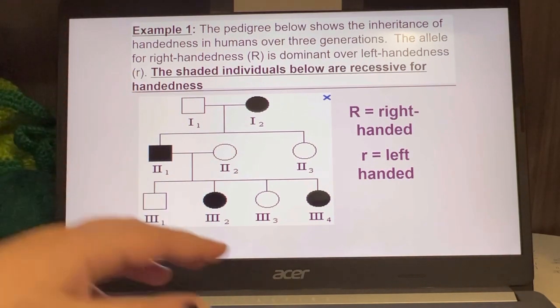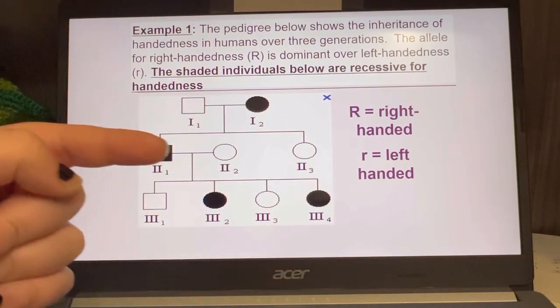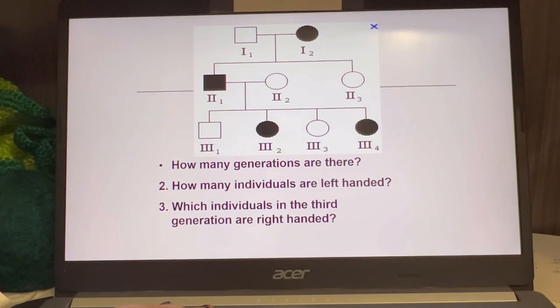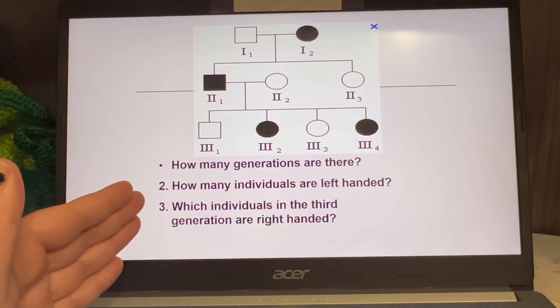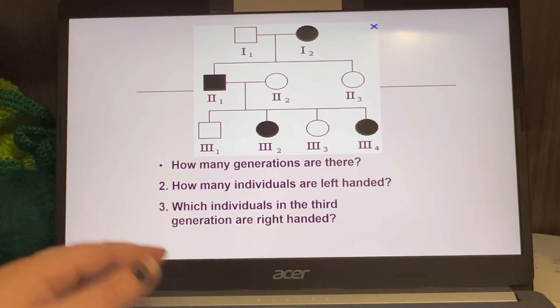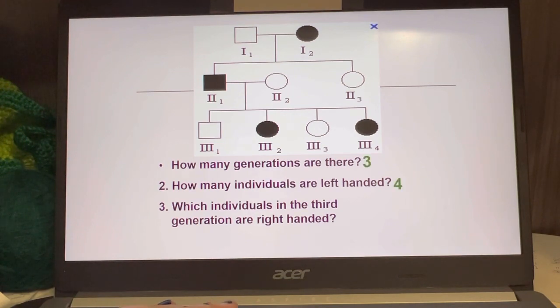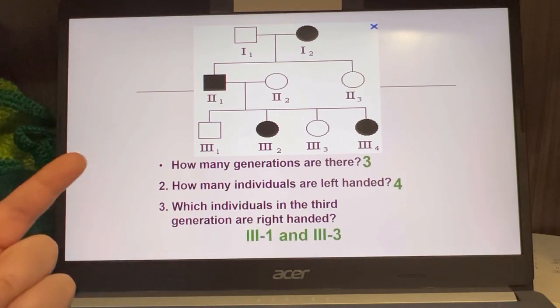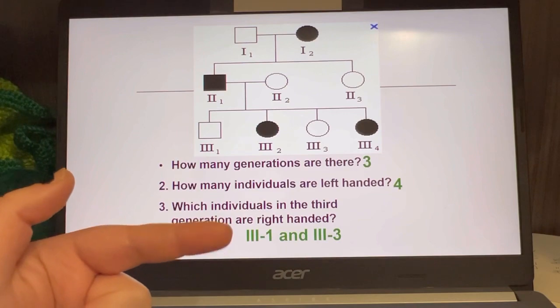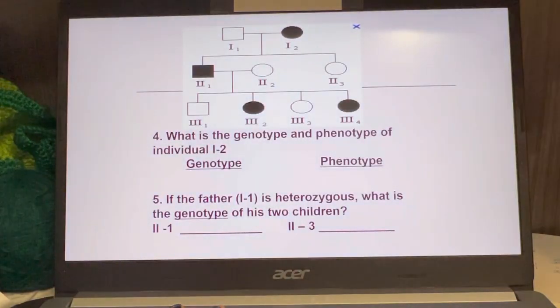So these people here that are shaded in are all left-handed. Okay, and then we can do a Punnett square with right-handed and left-handed people because we have that information as well. Alright, so first question, how many generations are there? Next one, how many individuals are there? How many individuals are left-handed? And last one, which individuals in the 3rd generation are right-handed? Right? Go ahead and answer them. Alright, so we have 3 generations, 4 people are left-handed. In 3rd generation, it's III1 and III3.